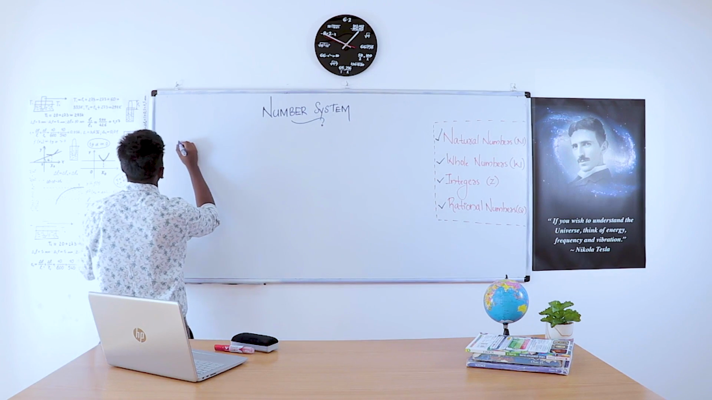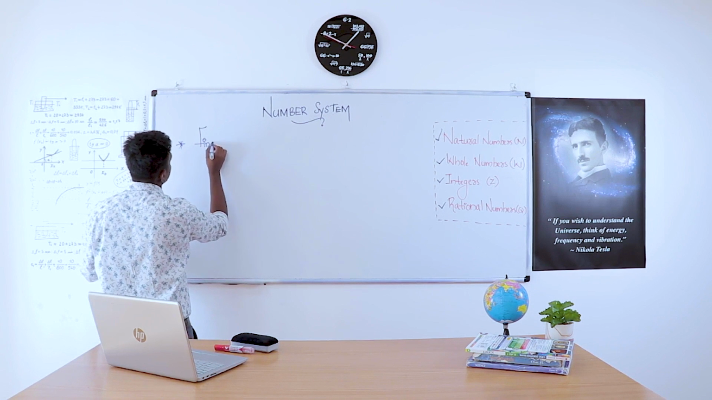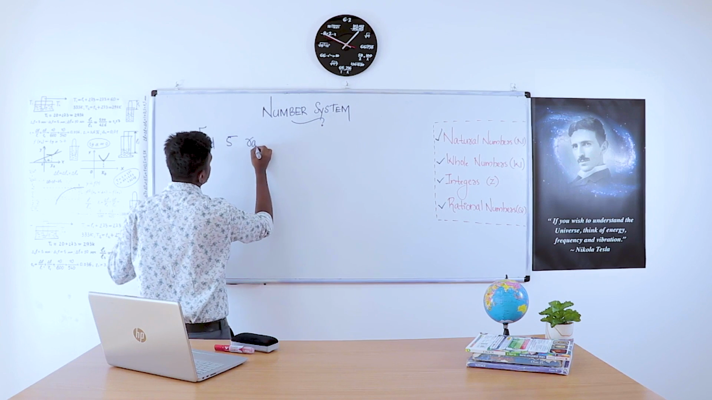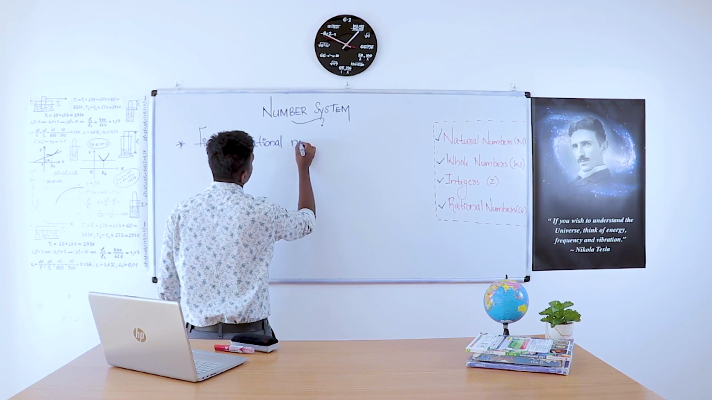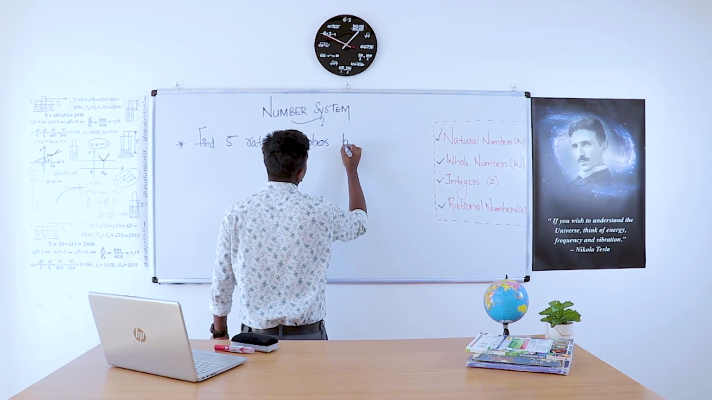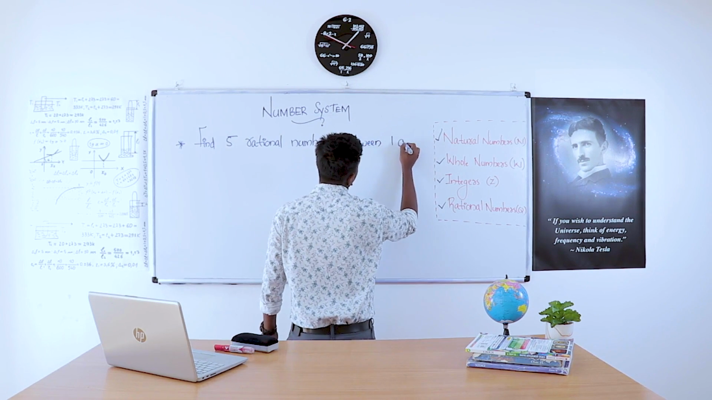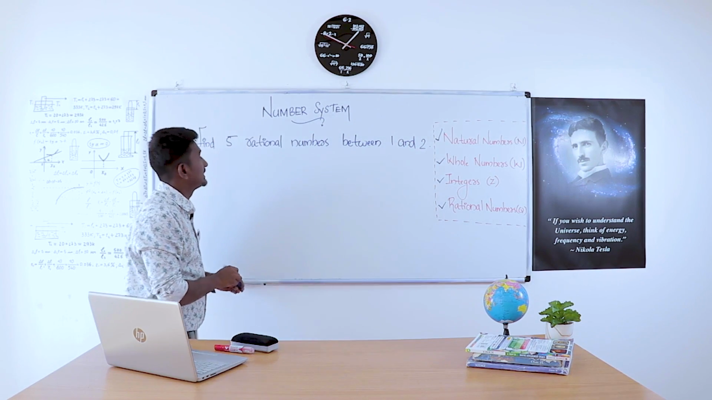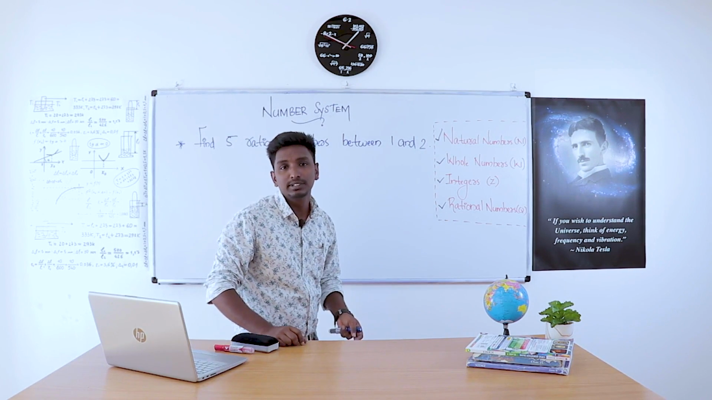Now look at a question. The question is that find 5 rational numbers between 1 and 2. This is the question. Find 5 rational numbers between 1 and 2. How will you find 5 rational numbers between 1 and 2?